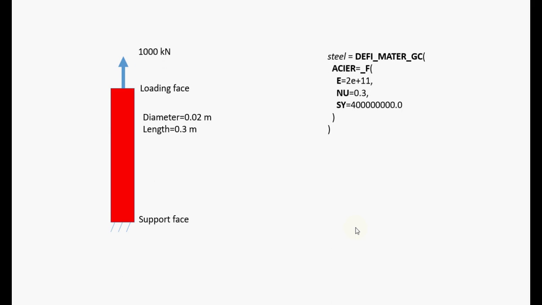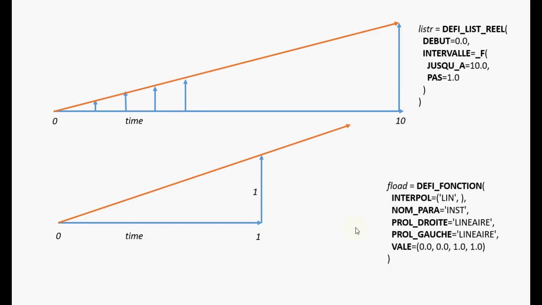On the right hand side we see the code used by Code Aster. Here we can see the modulus of elasticity is 2 exponential 11, Poisson ratio of 0.3, and yield stress of 400 megapascal. In this analysis, we will be using a nonlinear analysis type. For that, we will need to define function as well.